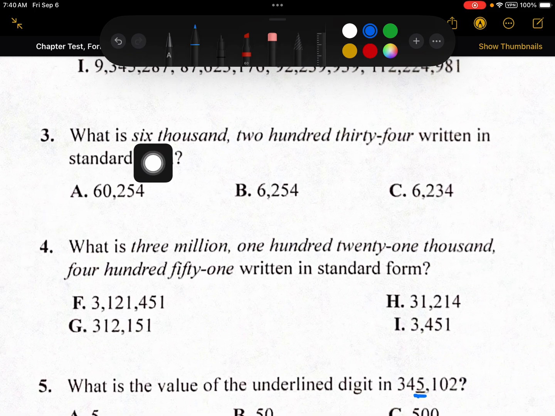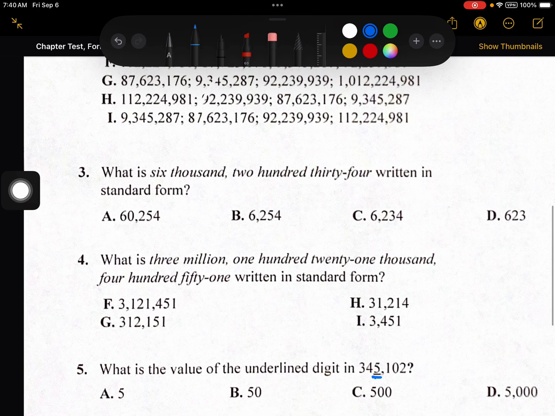What is 6,234 written in standard form? So you need to look at A, B, C, or D and see which one of these says the standard form for this number. Number 4. What is 3,121,451 written in standard form? Check out your answers.